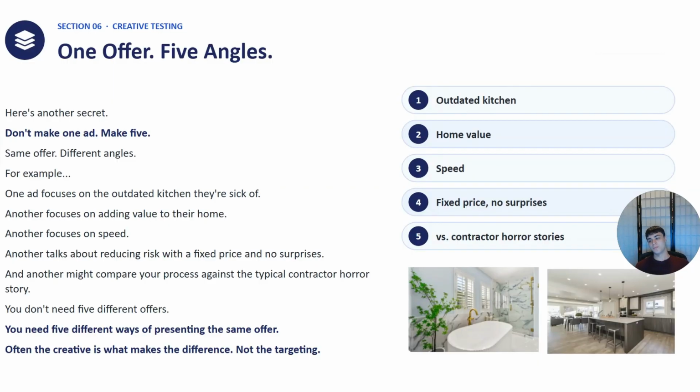Now in terms of actual creative testing, you need to have one offer but 5 different angles. So don't make one ad, make actually 5. Same offer, just different ways of viewing it. For example, one ad will focus on the outdated kitchen they're sick of. Another will focus on adding value to their home. Another focuses on speed, and so on and so forth. You kind of get it. You don't need 5 different offers. You just need 5 different ways of presenting that single offer. And often the creative is what makes the difference, not actually the targeting.